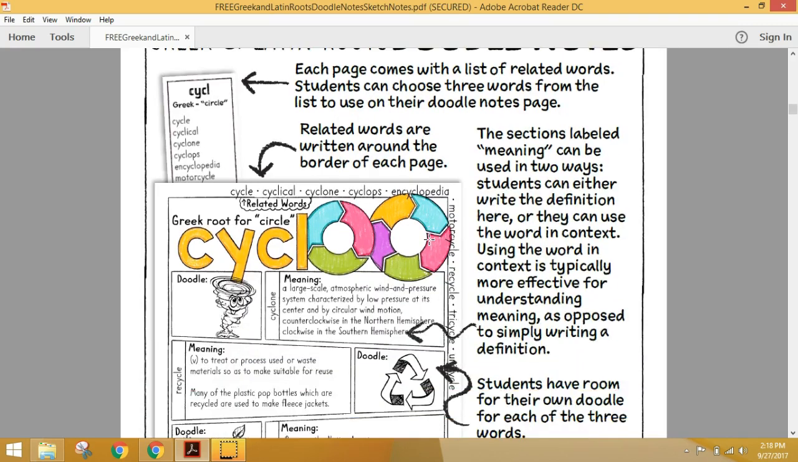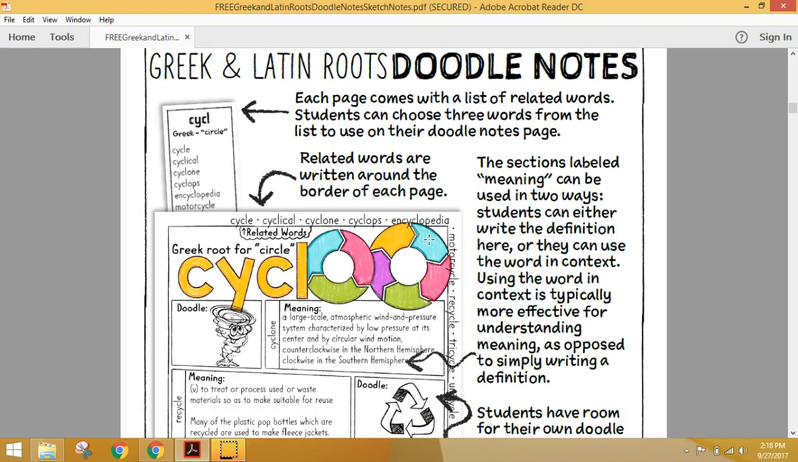Okay, so the back of the first page of your packet has the instructions on here, and I'm just going to go over them with you. So each page comes with a list of related words. Students can choose 3 words from the list to use on their doodle notes page. So on the back side of each doodle note page, there's all these little bookmarks that have lists of words, and they look like this. Here on the border of the page, you want to write related words, okay? So if the root is cycle, then you would write cycle, cyclical, cyclone, cyclops, encyclopedia, motorcycle, any words that have that Greek root in it. You're going to write around the border of your page.